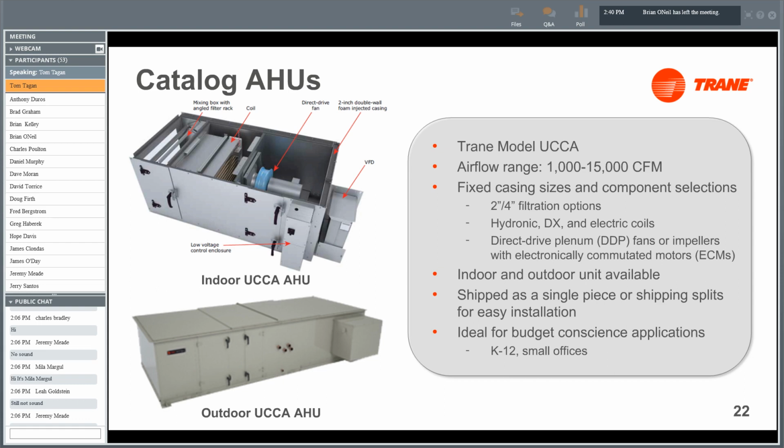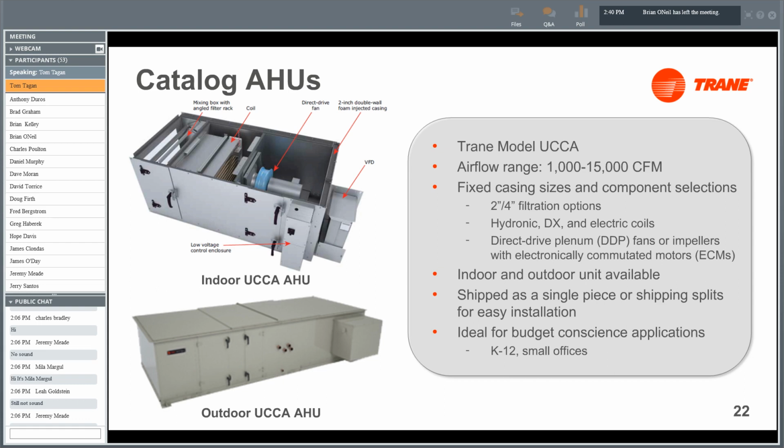For coils, you'd be looking at hydronic, DX, or electric coils. And for fan options, you typically see them with direct drive plenum fans or your impellers with ECMs, or your electronically commutated motor. They're available in indoor and outdoor units. They can be shipped as a single piece, so you don't have to assemble an air handler on site. And they're ideal for any type of budget-conscious application, so things like K through 12, small offices or retail where you don't have very specific requirements in terms of filtration or sound. This is a great unit to look at. It's going to have the shortest lead times, lowest cost, but least amount of flexibility.